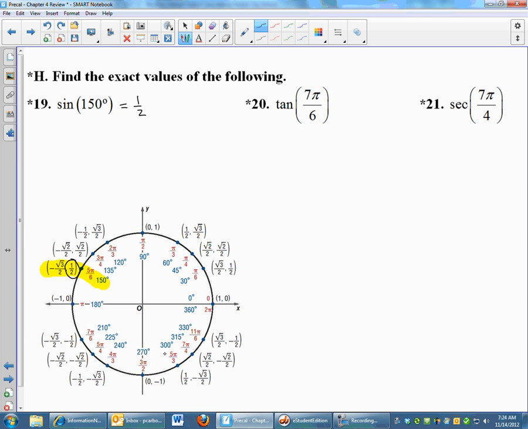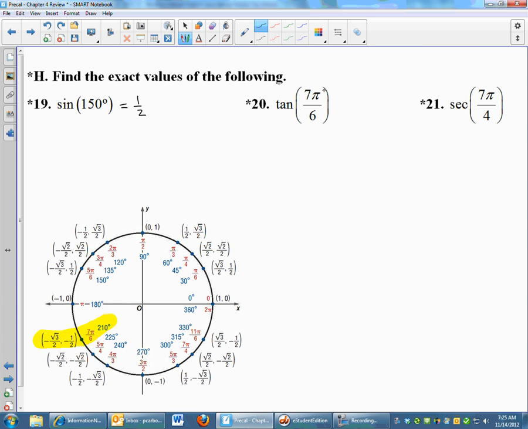And that's really all there is to these. You just have to make sure you have your unit circle done correctly. Okay, so let's look at number 20. It is the tangent of 7 pi over 6. So let's find 7 pi over 6. That's right here, 210 degrees. So we're looking right here for 7 pi over 6.